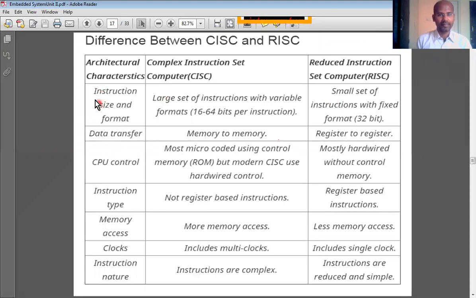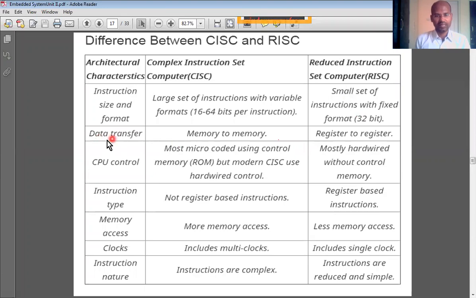Now let's see the characteristic that we are looking at here: instruction size and format. In the CISC instruction set, are all the instructions the same size? No. Large set of instructions with variable formats. Some instructions are 16-bit instructions, some of them are 8-bit instructions, some of them are 32-bit instructions, and some of them are 64-bit instructions. Whereas here, small set of instructions with fixed format. Almost all the instructions are 32-bit instructions in RISC.